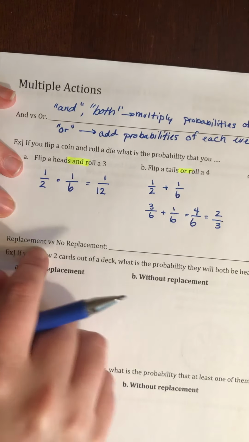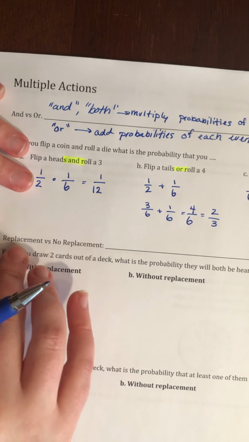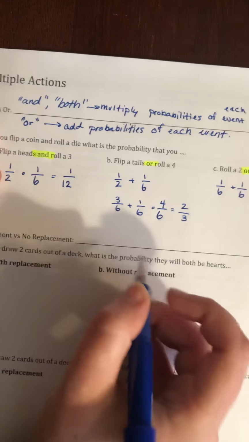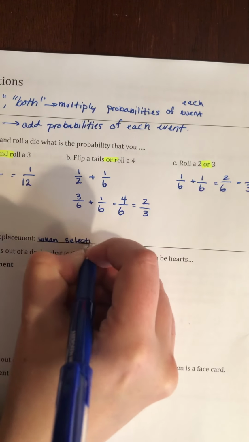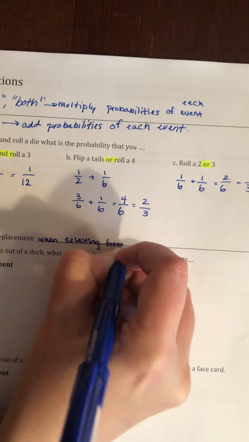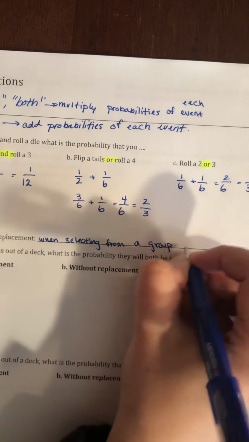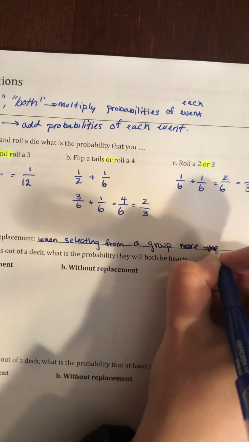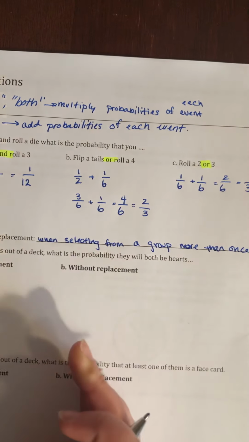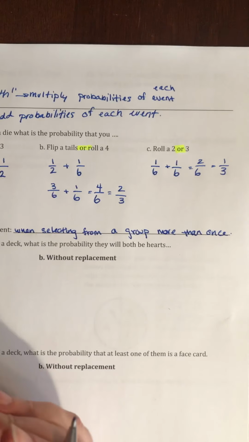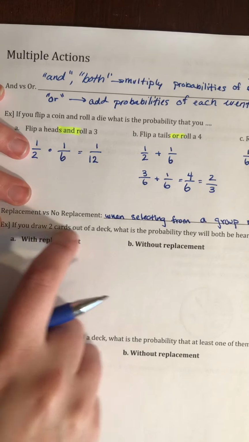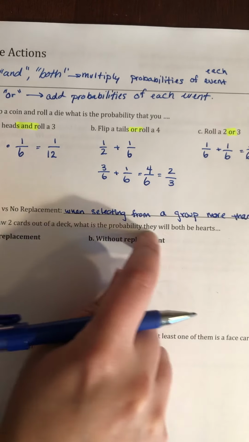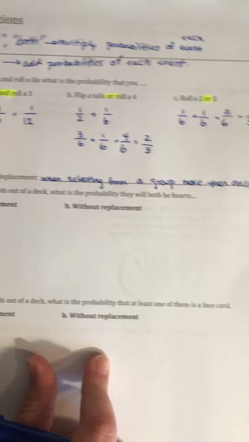Another specific use of language is the words with replacement. So when you're doing something with replacement versus without replacement, we use this when selecting from a group more than once. So that could be drawing from a deck of cards more than once. So let's say you want to draw 2 cards out of a deck. What is the probability that they will both be hearts?